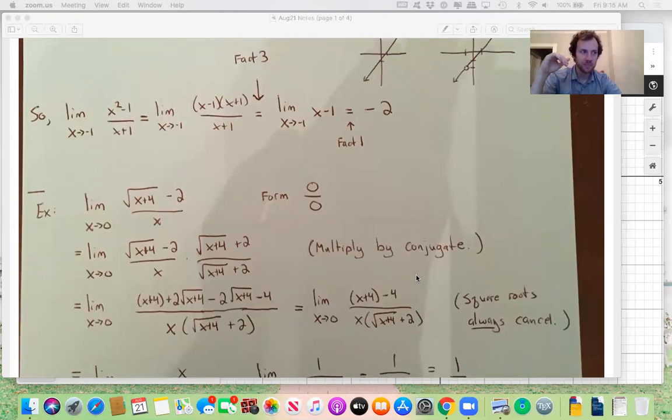Before we keep going, are there any questions about getting to this point, this multiplying by the conjugate and the associated algebra that goes with it?